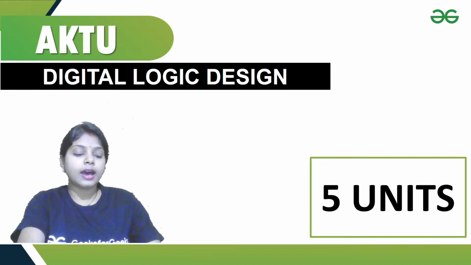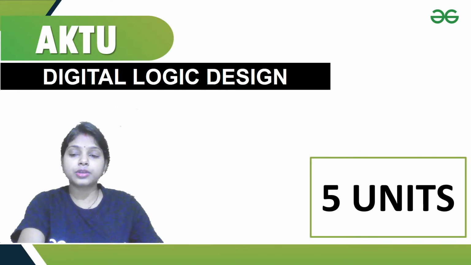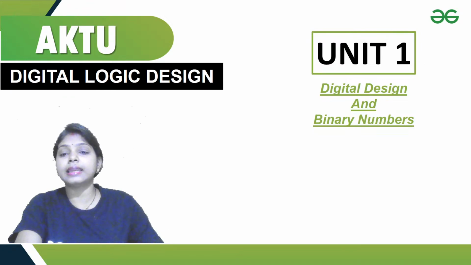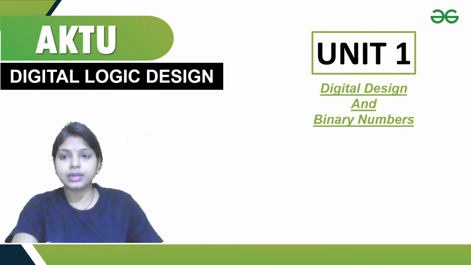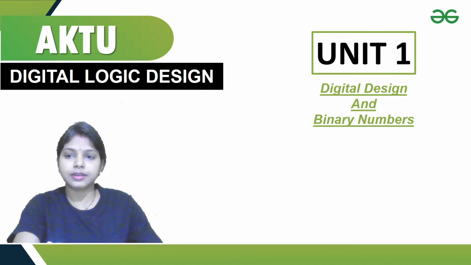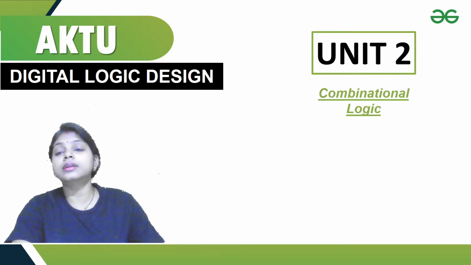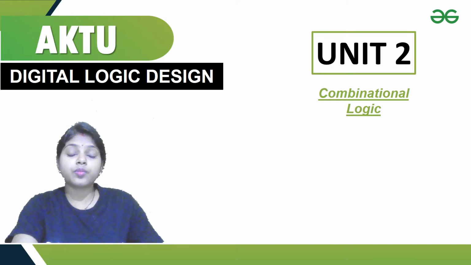Yeah, so I have already told you we have a total of 5 units, right? One by one we are going to discuss. First one is your digital design and binary numbers, right? So what are the subtopics that come under it? Digital design and binary numbers, I'll give you an idea further. Our second unit is about combinational logic circuit, right? It is very important.